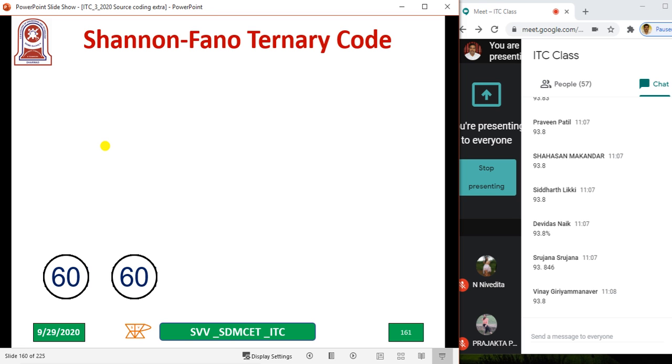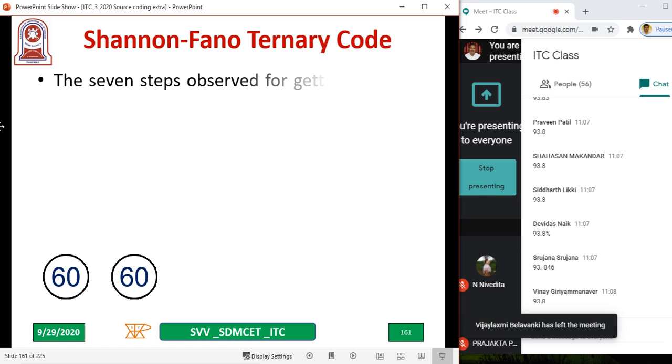Shannon-Fano ternary code procedure I'll give you. The same procedure almost. Only the change is instead of dividing it by 2, now we are dividing by 3, because for ternary we take 0, 1, 2 instead of 0, 1. So see the procedure, try to copy down the procedure, understand it. It's almost the same. Observe this step by step and copy down.